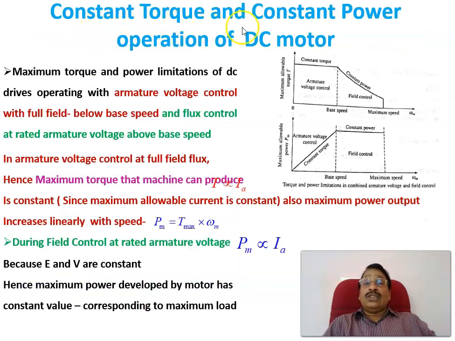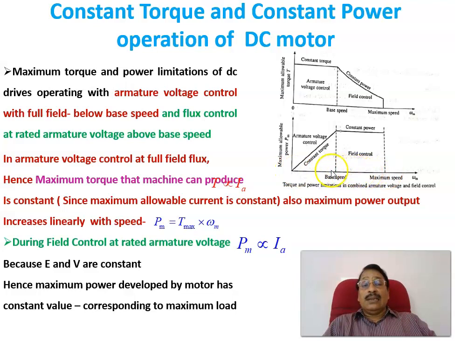Now let us see constant torque and constant power operation of a DC motor. The maximum torque and the maximum power of a DC motor drive operating with armature voltage control with full field below the base speed, and flux control at the rated armature voltage above the base speed. Therefore, armature voltage control is used below the base speed, and field control is used above the base speed. This is the base speed.